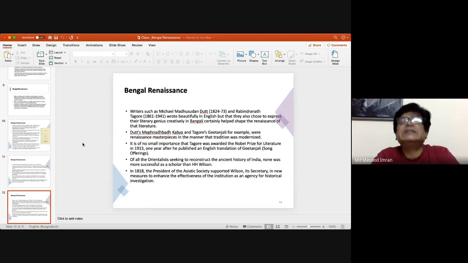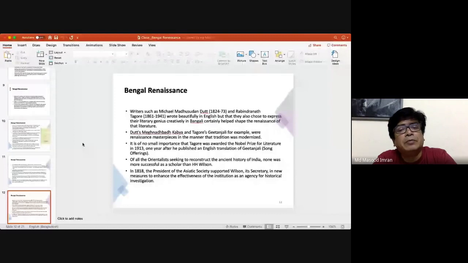And Michael Madhusudan Dutta, 1824-1873, and Rabindranath Tagore, 1861-1941, wrote beautifully in English, but that they also chose to express their literary genius and creativity in Bengali certainly helped shape the renaissance of that literature. Dutta's Meghnadvadh Kavya and Tagore's Gitanjali, for example, were Renaissance masterpieces in the manner the tradition was modernized. So these two were considered masterpieces.